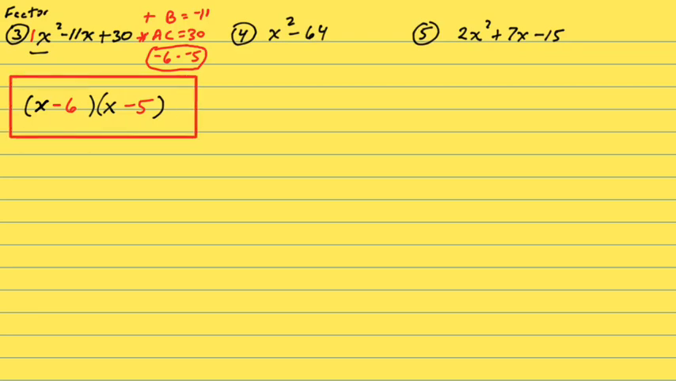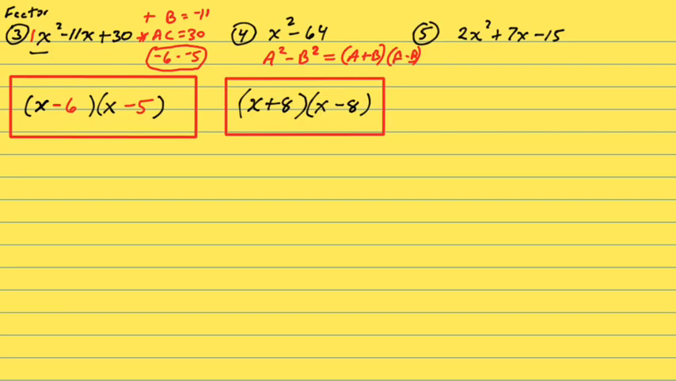This second one, number 4 here, is a difference of squares. You have a squared minus b squared. That's going to factor into (a plus b)(a minus b). So the square root of x squared is x, one is plus, one is minus, and the square root of 64 is 8. So I factored number 4 using the difference of squares.